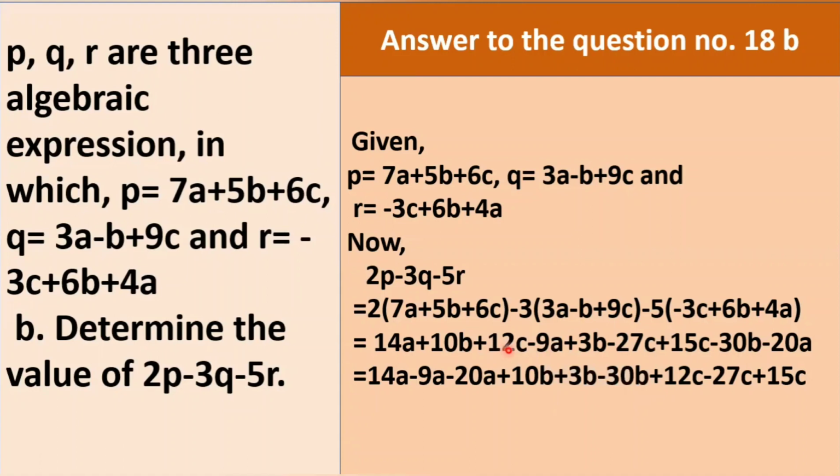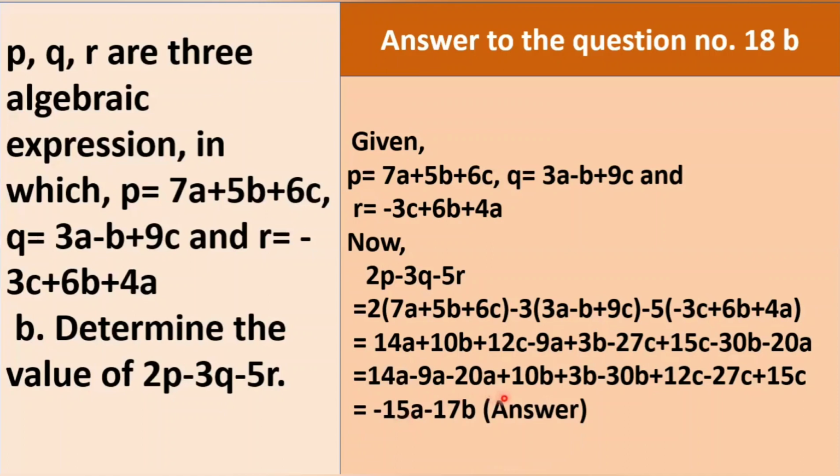In c, there is 12c, and the similar terms to 12c are minus 27c and plus 15c. Being the same variable c, these are similar terms. Now we will go for calculation. If you add minus 9 and minus 20, we get how much, students? Minus 29a. And with minus 29a, if you add 14a, you get minus 15a.